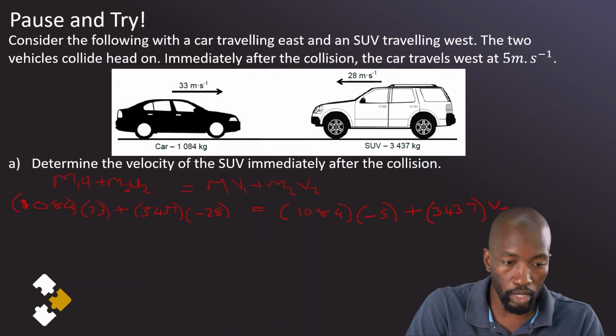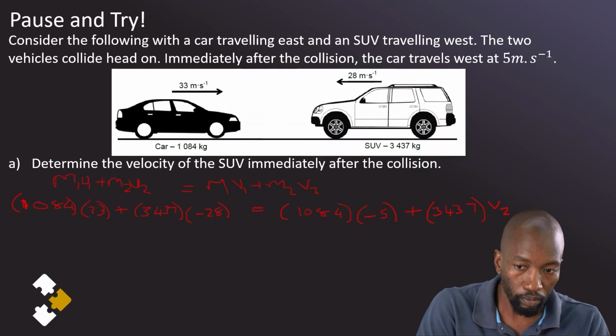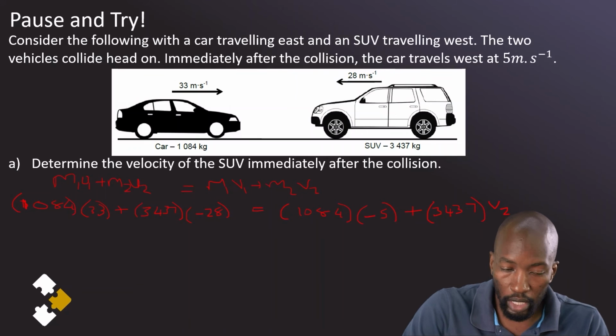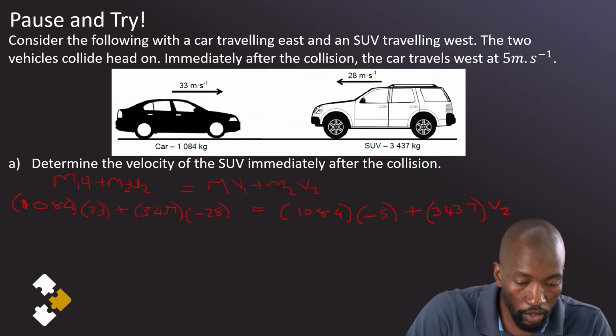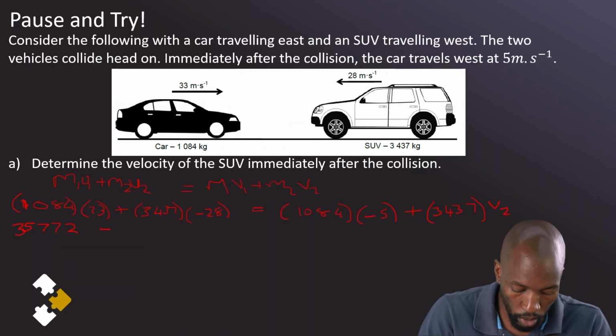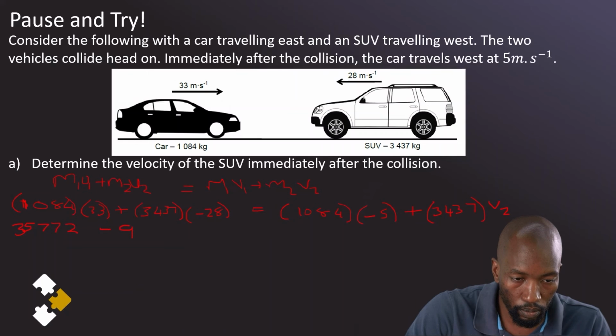Now let's quickly check what this gives us. On our calculators, we can quickly say 1084 multiplied by 33, and that gives us 35772. Then this will be minus, let's check that on our calculator as well, 3437 times 28, and that is just 96236.